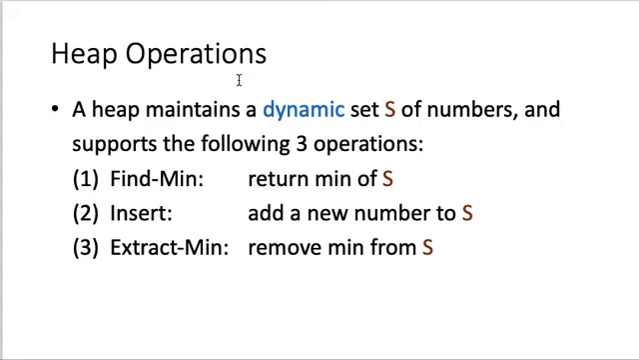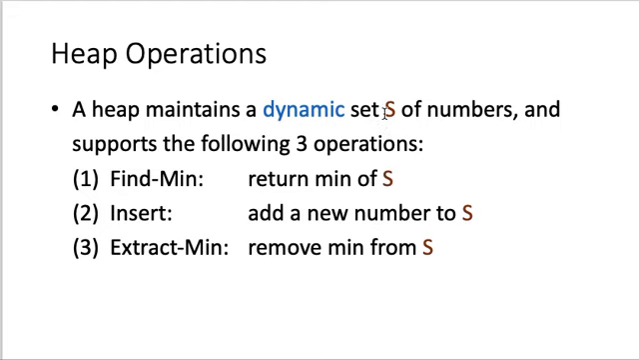Now, what does a heap support? So a heap is used to maintain a dynamic set of numbers. Here, dynamic means that the set S, we will change it from time to time. Sometimes we may have numbers added to the set S. Sometimes we may have numbers deleted from the set S. So we call it a dynamic set.